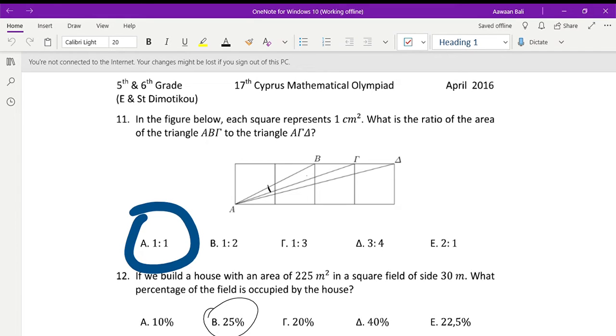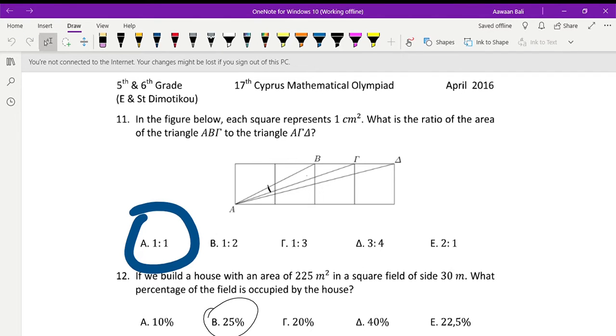Okay, everyone, so that was a glitch. So let us continue with question number 11 now.